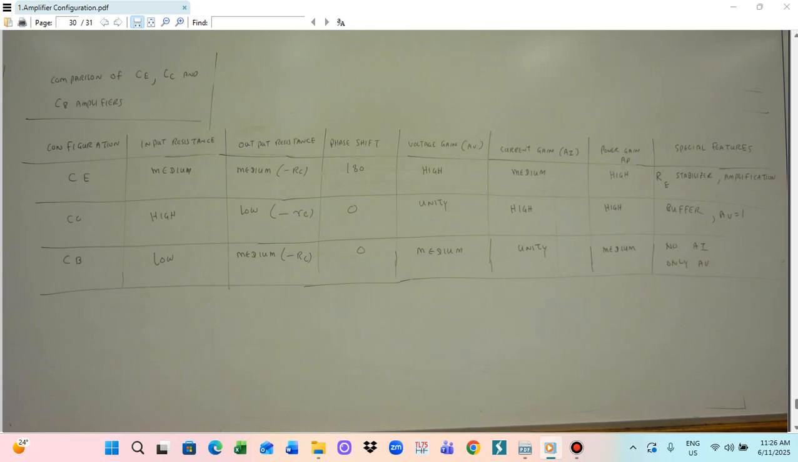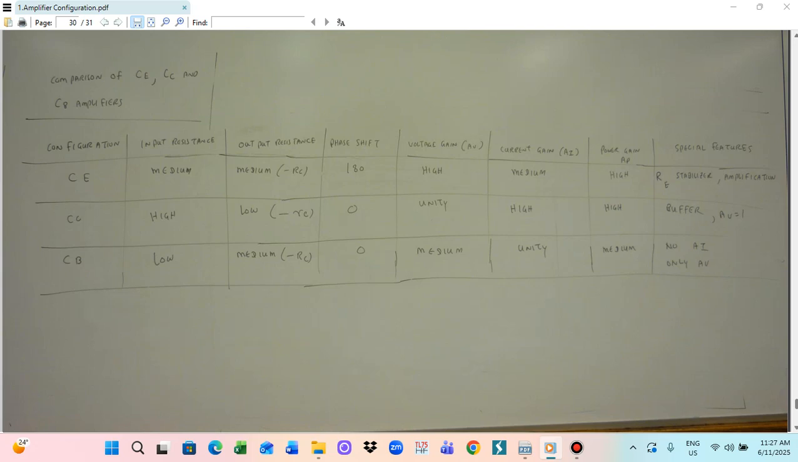So we utilize it for the amplification. For the CC amplifier, input resistance is high, output resistance is low, minus RE, phase shift 0, voltage gain unity, current gain high, power gain high, and we use it as a buffer, because AV is equal to 1.